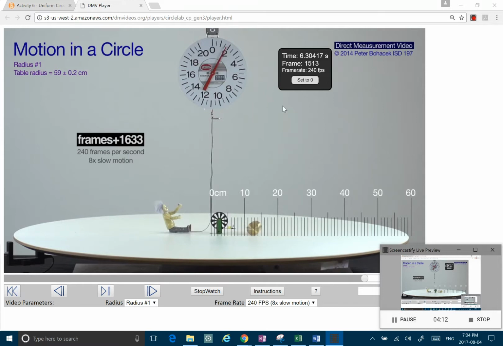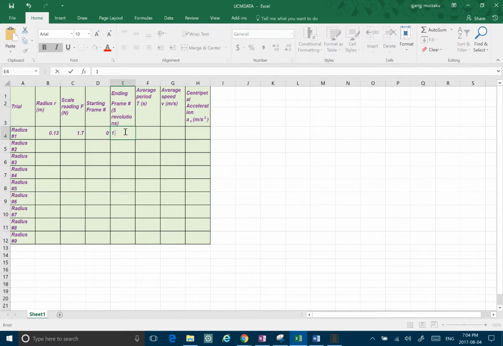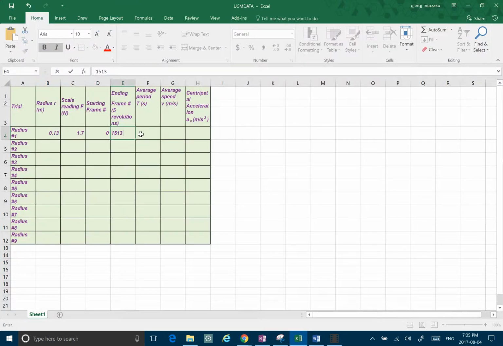So here we have it for 5 revolutions, and from frame 0 it went to frame 1513. Let's double check it because I'm not sure. It's 1513. We also have the time, by the way, which is 6.30417. However, we can do the calculations for the period.